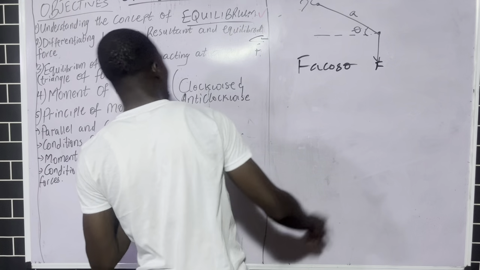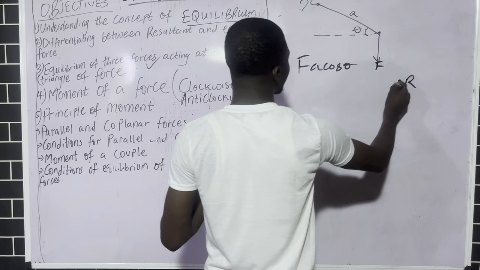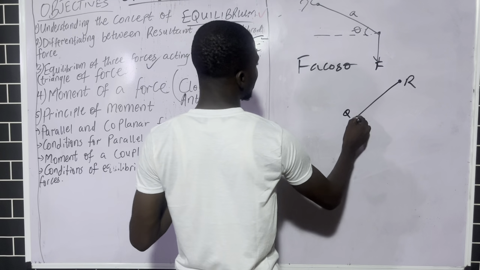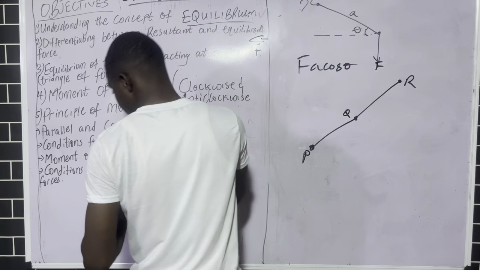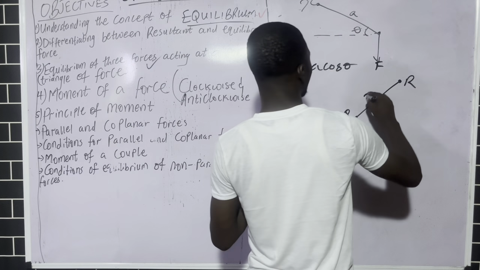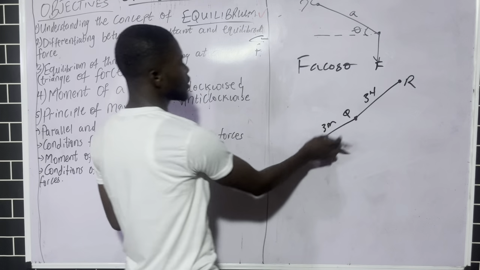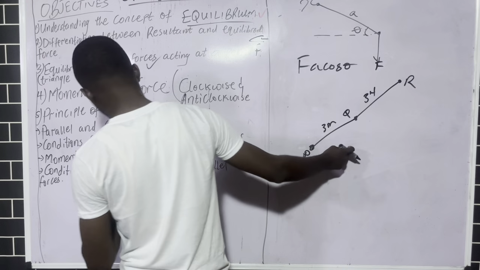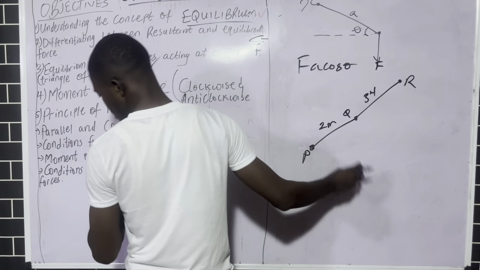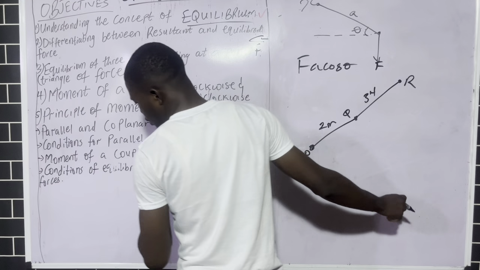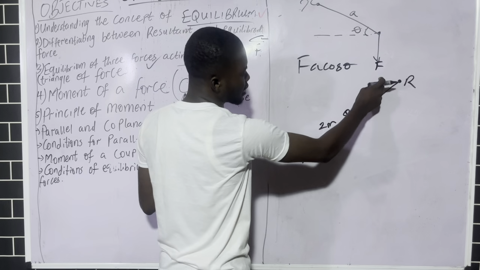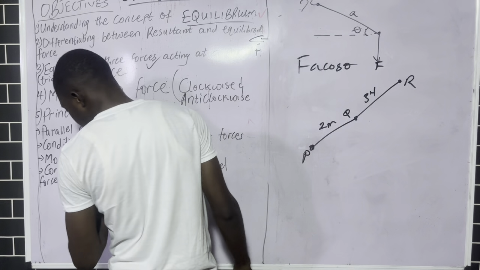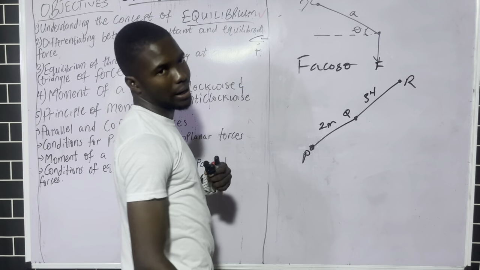And the diagram they showed here is just like the one I just described. We call this point R, point Q, and point P. 3 Newton and 3 meter. The question was: if PQ is 2 meter, find the moment of the force 3 Newton about point P. The options were A, 6 Newton meter; B, 5 Newton meter; C, 1 Newton meter; and D, 0. The answer is 0.